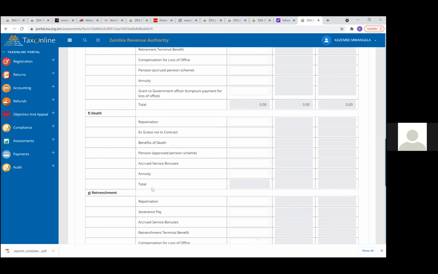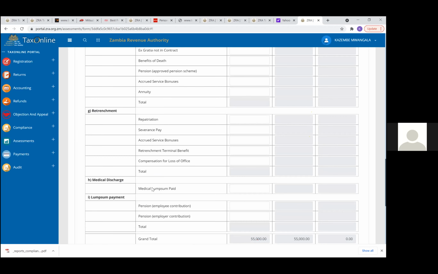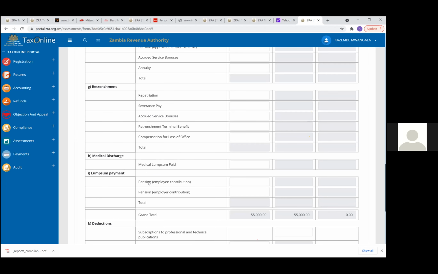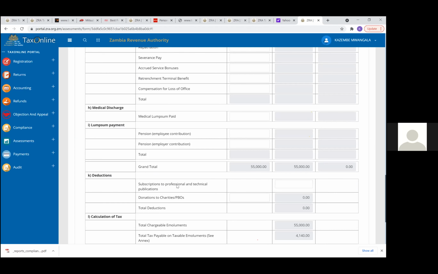Then we've got deductions. So we have deductions for subscriptions to professional or technical education. If you've made a subscription to ZICA, and you are working as an accountant in your job, and that subscription has not been paid by your employer, you have paid it yourself, you can make a claim as a deduction, and a tax refund may be due to you.